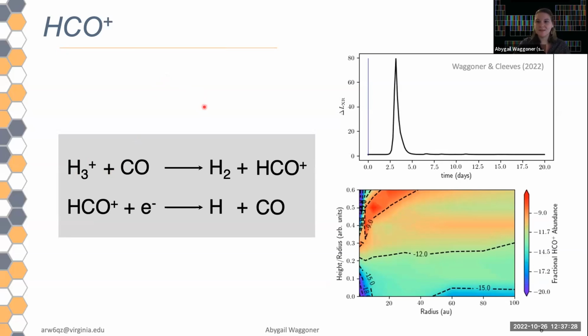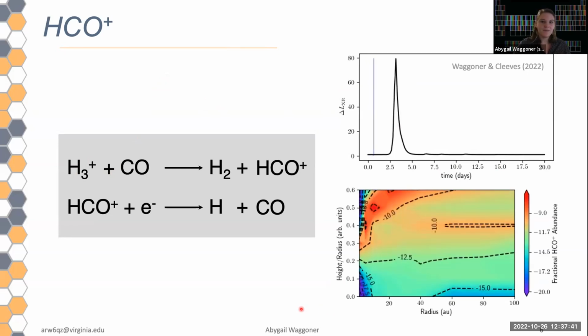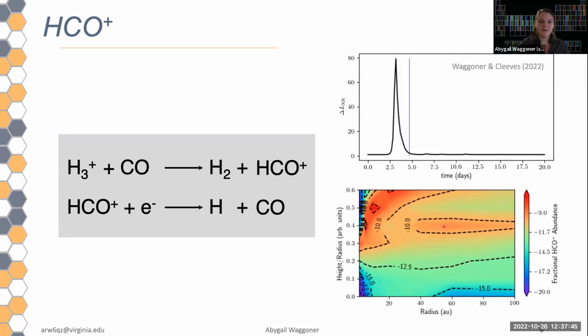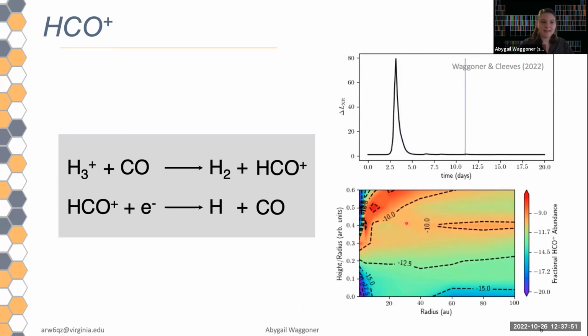So it's very easy for this reaction to occur. Now HCO plus is only temporarily enhanced, as you'll see in this movie, which is actually the same as the last one, only we're looking at HCO plus fractional abundance rather than H3 plus. And as our flare occurs, you'll see the amount of HCO plus around a vertical height ratio of 0.4, so near the disk surface, increases.